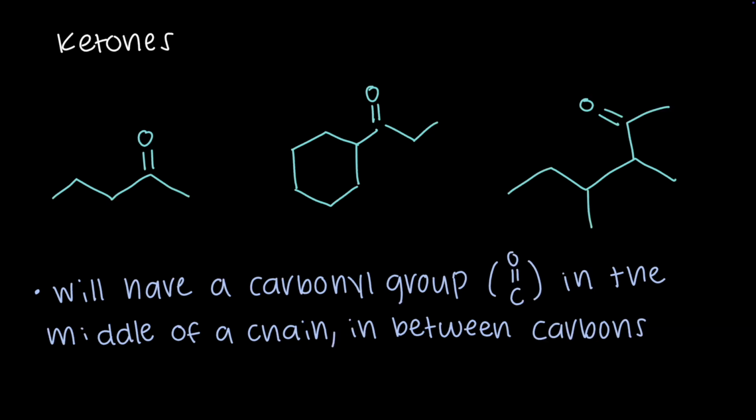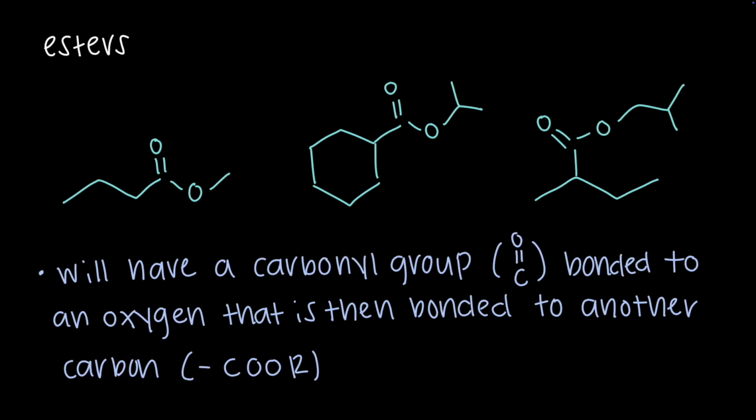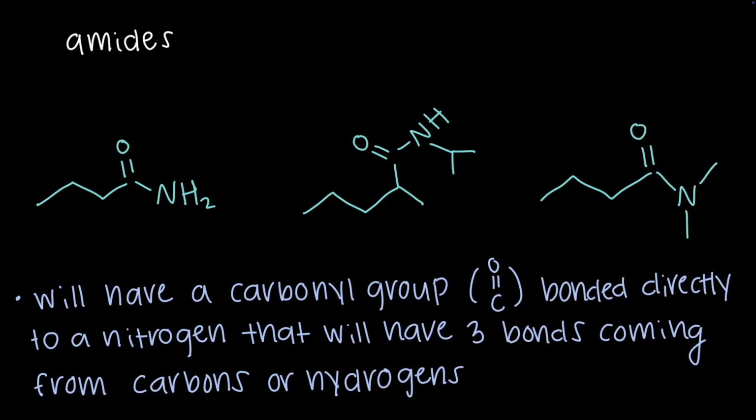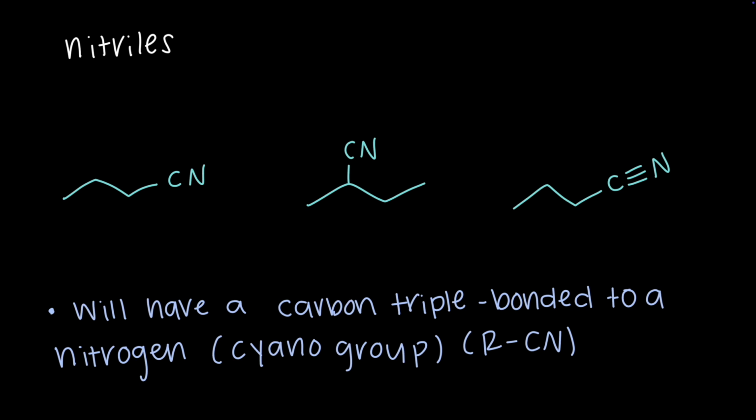Ketones will contain a carbonyl group in the middle of a chain in between carbons. Carboxylic acids contain a COOH group, and that's a carbonyl attached to an OH. Esters contain a carbonyl group bonded to an oxygen that is then bonded to another carbon. Amides contain a carbonyl group bonded directly to a nitrogen, and the nitrogen will have 3 bonds coming from carbons or hydrogens. Alkyl halides contain a carbon bonded to a halogen atom, Cl, Br, I, or F, and nitriles contain a carbon triple bonded to a nitrogen.